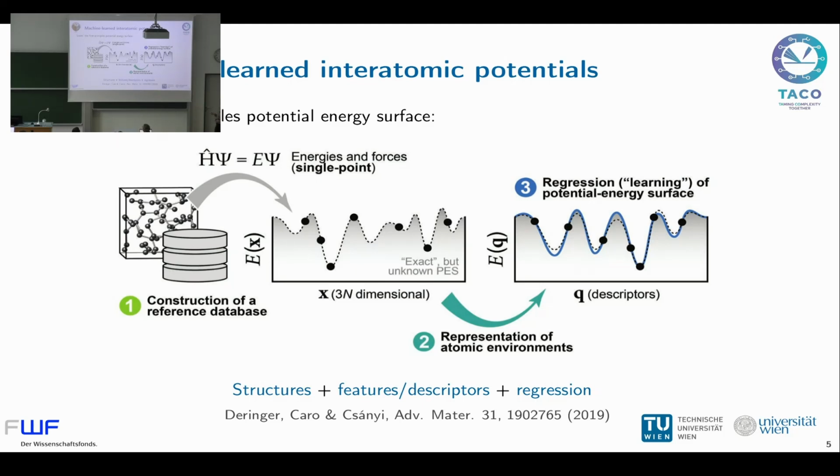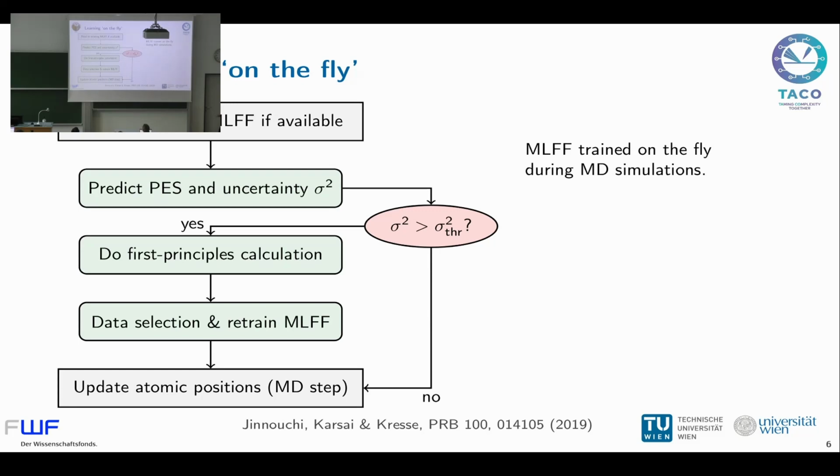So I borrowed this figure from a review paper. Essentially there are 3 steps. The first one is the construction of a reference database that we use for training, the representation of the atomic environment, so finding the right descriptors, and then we have the regression step. So it can be ridge regression, neural networks, and so on. So I'll tell you what we do in VASP for the first step.